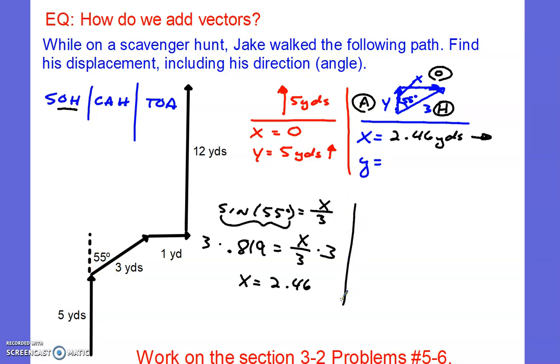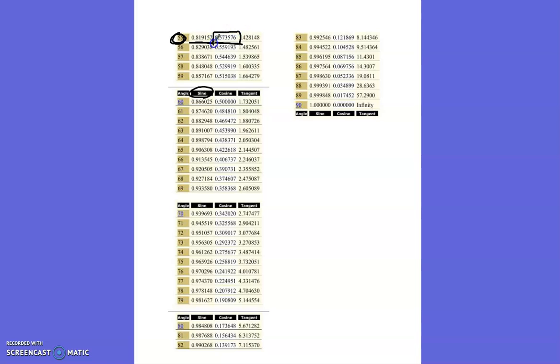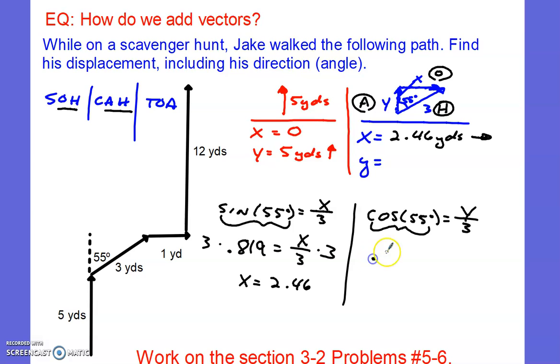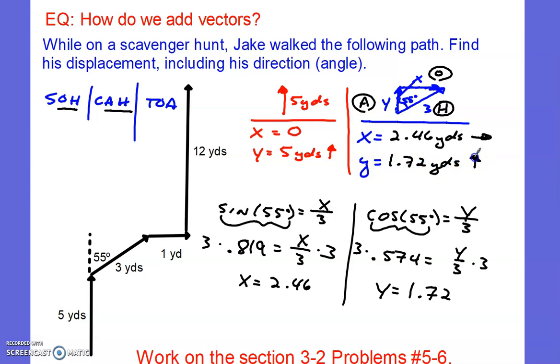To get the y component, I'm going to use my adjacent and my hypotenuse as the cosine. Adjacent over hypotenuse. I have to look up what the cosine of 55 is. I need to type it in my calculator or look it up. The cosine is 0.574. We round it off. Again, I multiply by 3 on each side, and I get my y component comes out to be 1.72. And Jake has moved north during that section.